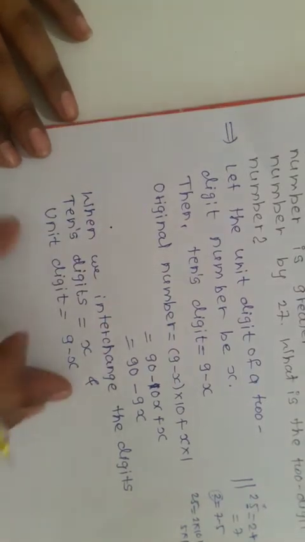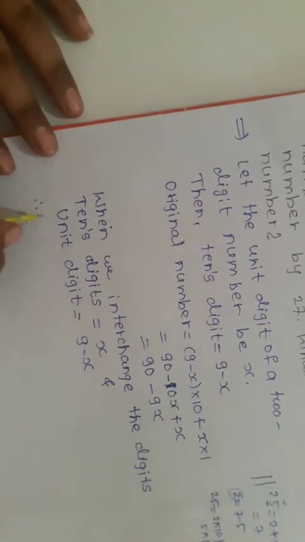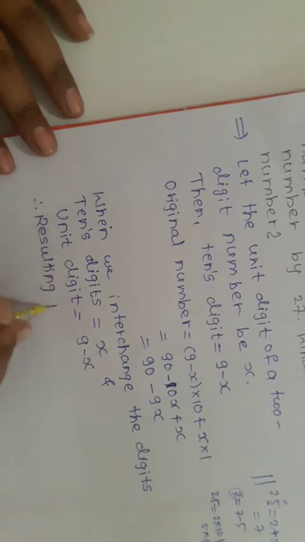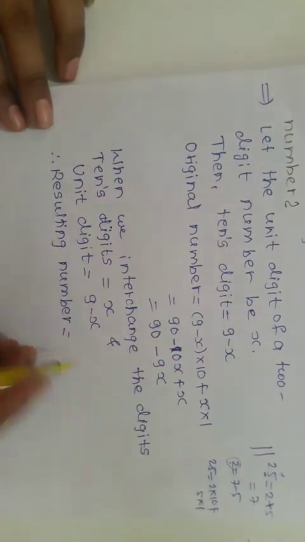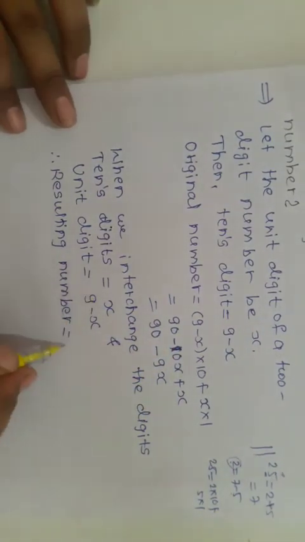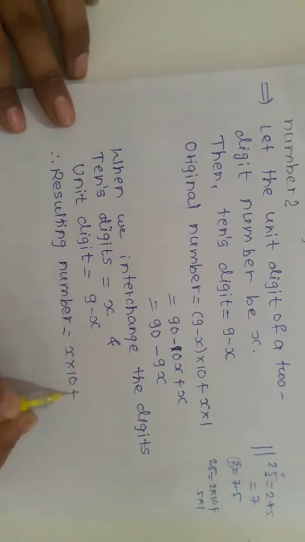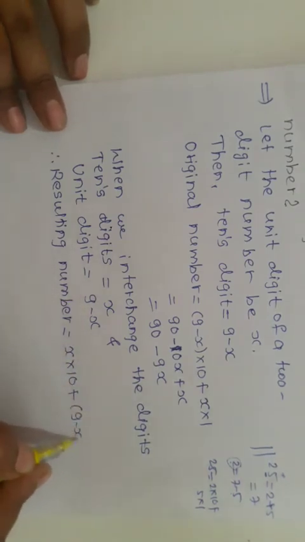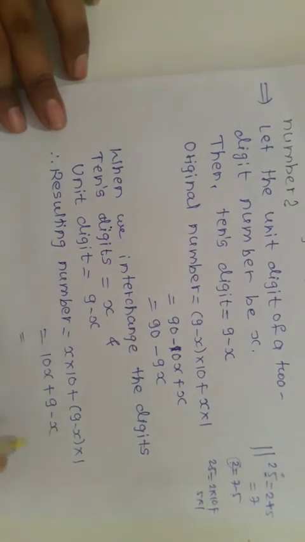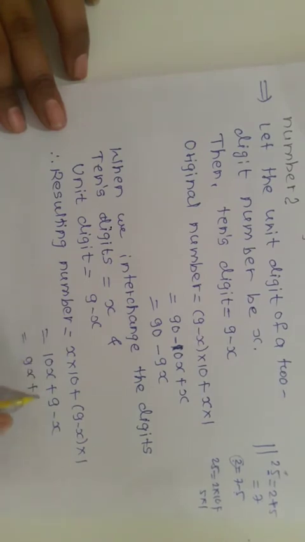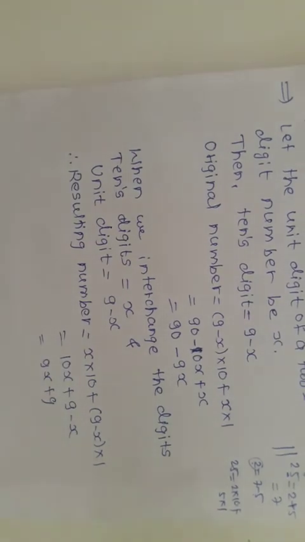Similarly, how can we write the new number? We can call it the resulting number. Therefore the resulting number is equal to the tens digit x into 10 plus the unit digit 9 minus x into 1, which is equal to 10x plus 9 minus x. Again, 10x minus x is 9x. So 9x plus 9 is the resulting number.